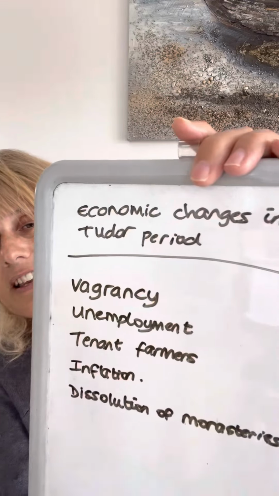So for example, if we were studying the economic changes in the Tudor period, and they're broken up into bullet points: vagrancy, unemployment, tenant farmers, inflation and dissolution of monasteries. I'll show you the list there. I would then look at that list, because obviously I can't take in information as quickly as I used to, so I used this clever trick, okay?